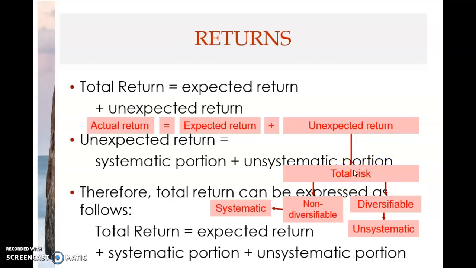But we found that when we combine certain stocks in a portfolio, there will be some portions of the risk that can be eliminated. Some portion of the total risk can be eliminated. So this is called diversifiable. The risk that you can eliminate through investing in more than one stock is called diversifiable risk. There's another name for that risk. It's called unsystematic risk.